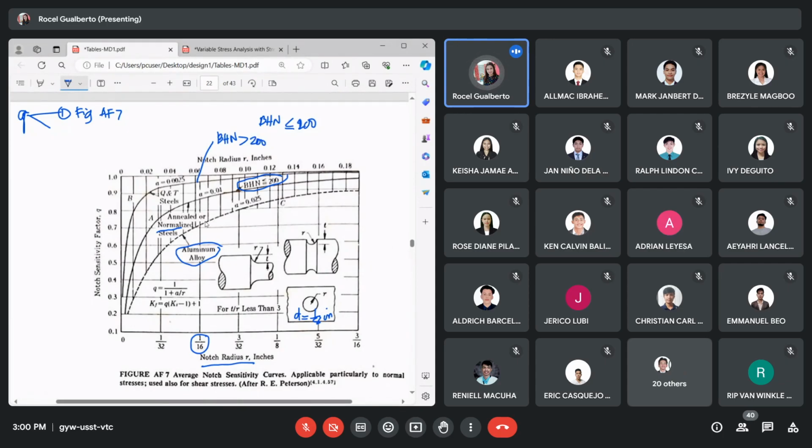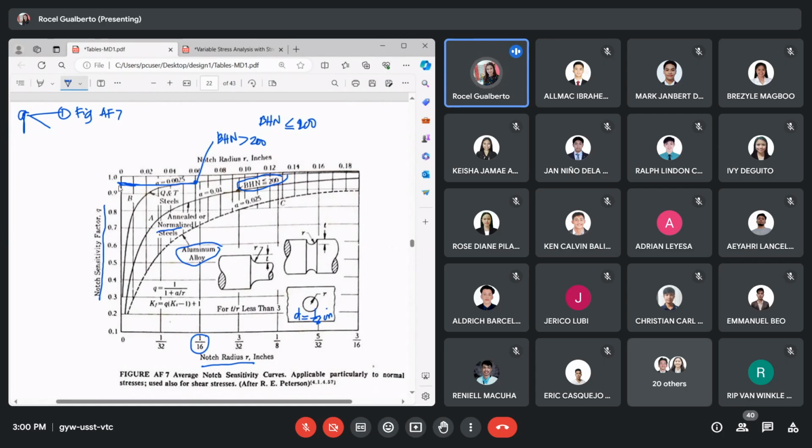So, how do we use it to obtain the value of q, our notch sensitivity factor? We find it on the y-axis. For example, the radius is 1 over 16 and quench and tempered. So you have this point, and then we just read it on the y-axis. So what is now the value? What is our approximate? We just estimate the value.